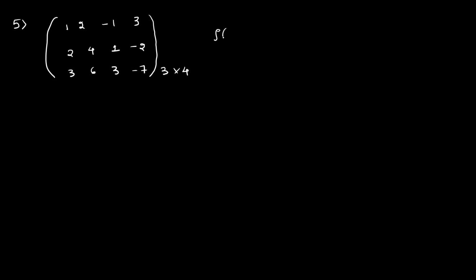So this is example number 5, and the matrix is 1 2 minus 1 3, 2 4 1 minus 2, 3 6 3 minus 7. Okay, so this is a 3 into 4 matrix. Always remember that the rank of a particular matrix A of order m into n is always less than or equal to the minimum of m comma n. Okay, so here it is a 3 into 4 matrix.